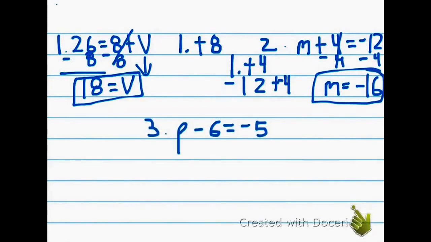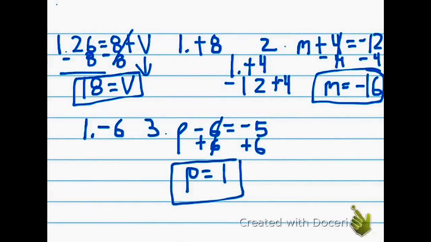Try solving number 3 on your own. The first thing that happened to my variable is that it was subtracted by 6. So that it could equal to 0, you have to add 6. Your answer is positive 1. Hopefully you got that answer.